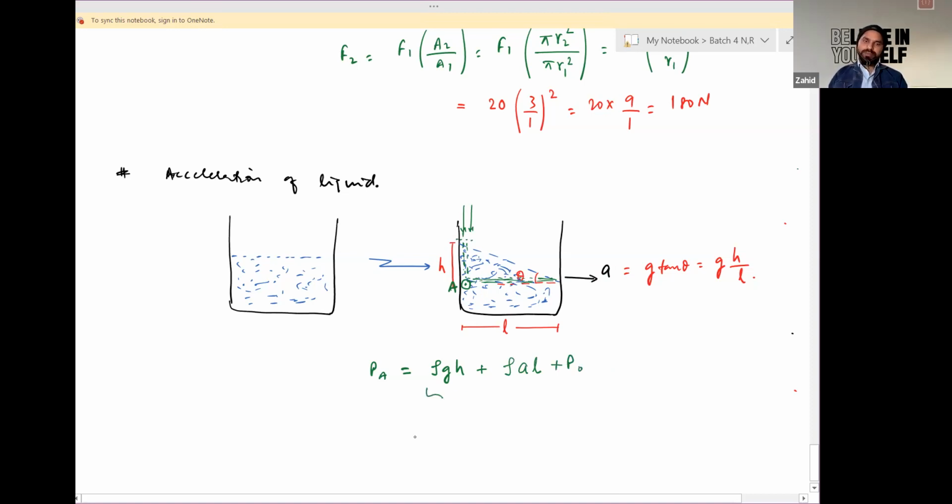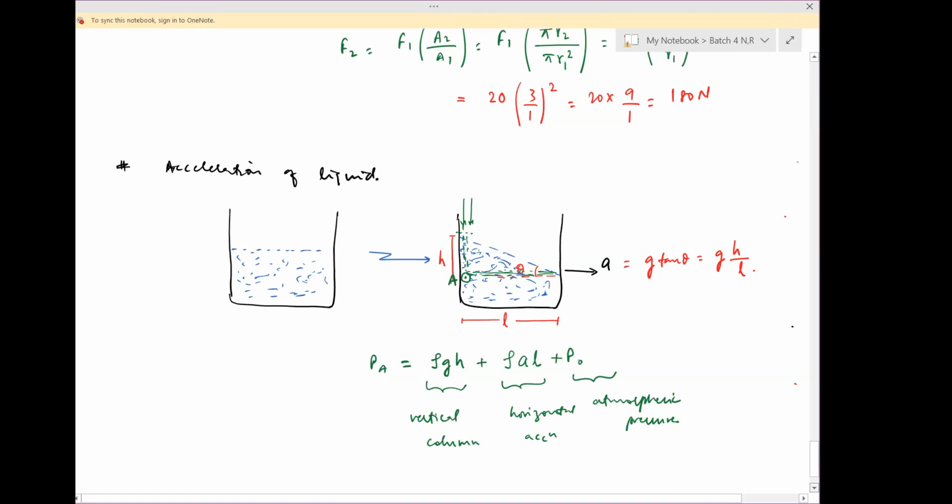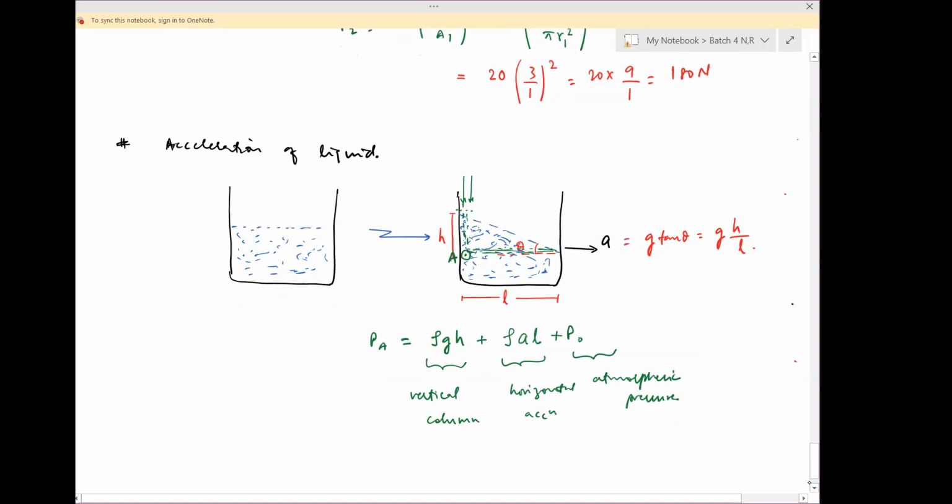So this pressure at point A will be due to the vertical column, and this particular pressure is due to horizontal acceleration, and this is due to atmospheric pressure. Is it clear? Nabila, any doubt? No doubt, sir.